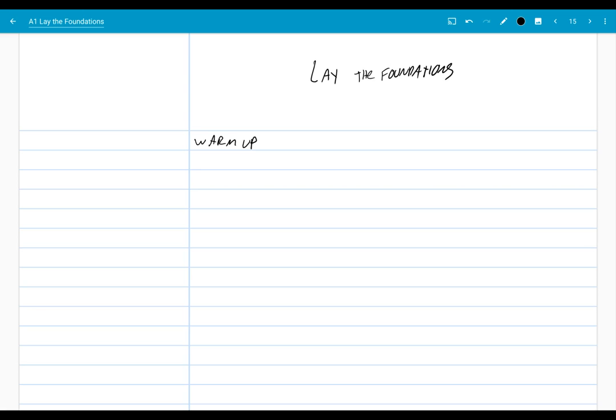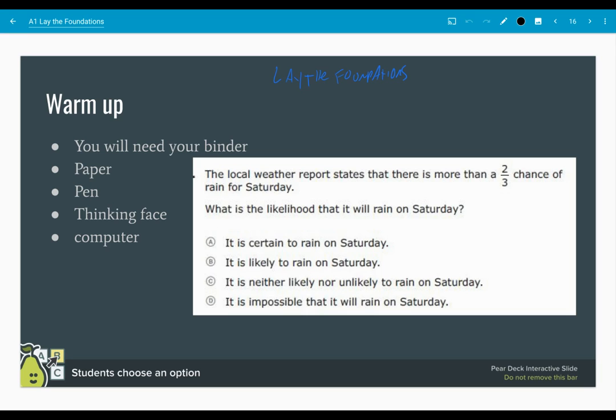All right. And this is put the class. Number 1. And put the date that you are currently watching or making these notes across the top like that. And this is a warm-up. So let's go back and take a look at the problem. Okay. So the local weather reports states that I'm going to call this out.